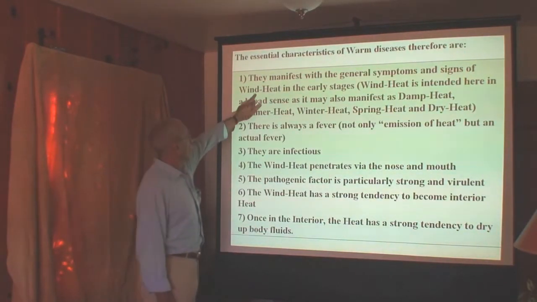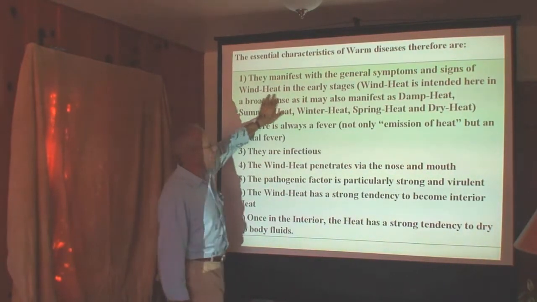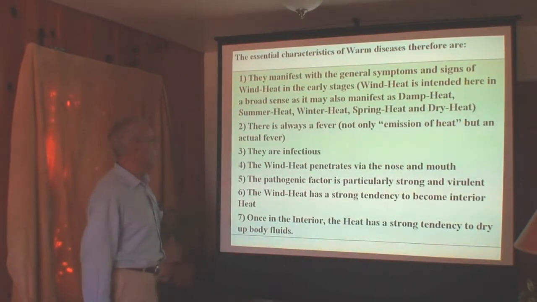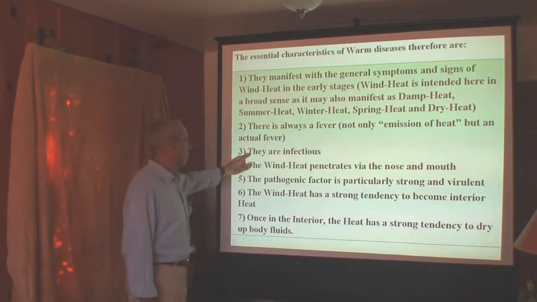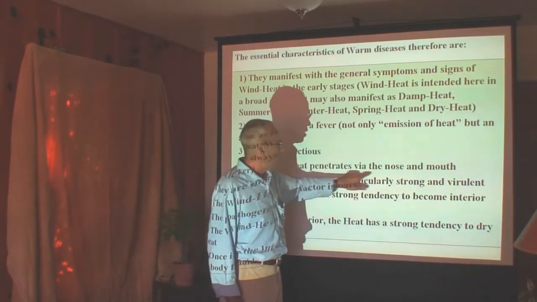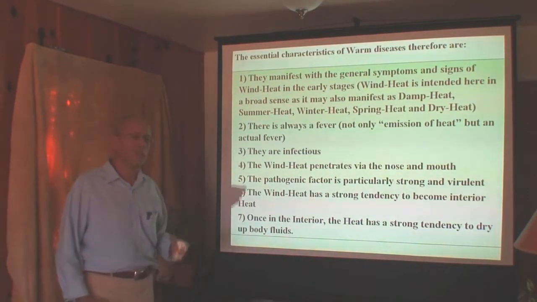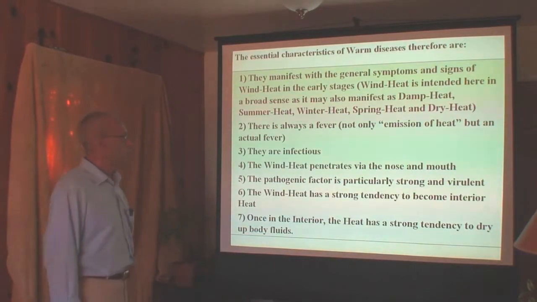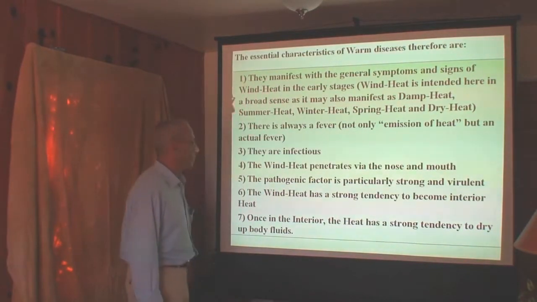They all manifest with wind heat, without any exception. Wind heat in a broad sense, it could also be other types of heat, but we will call them wind heat as a broad umbrella. There is always a fever. They are infectious. Interestingly, these ancient doctors understood that the wind heat penetrates via the nose and mouth. In the Shanghan Lun, Zhang Zhongjing says that the wind cold penetrates through the skin somehow.